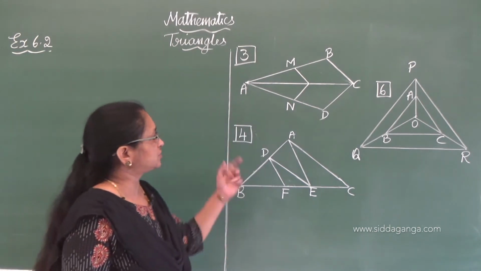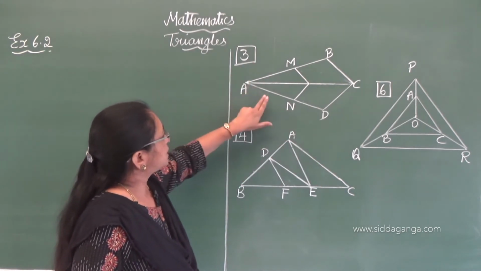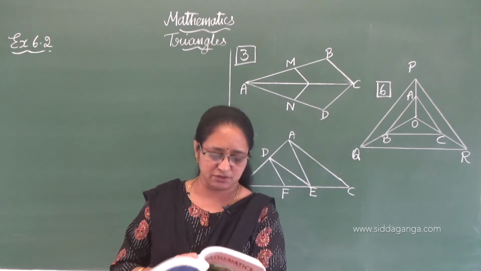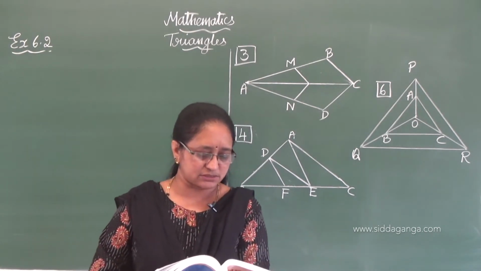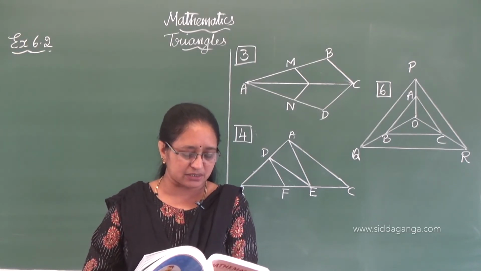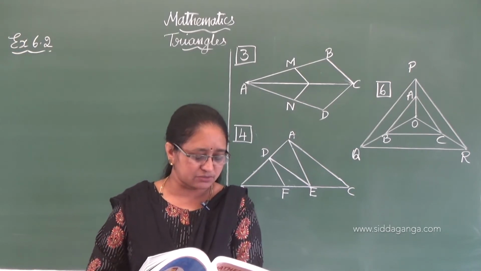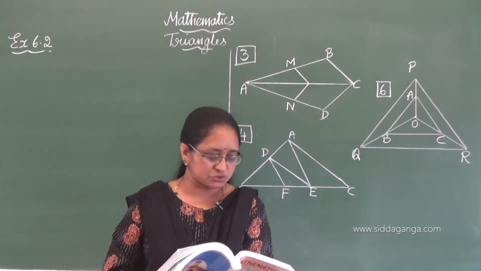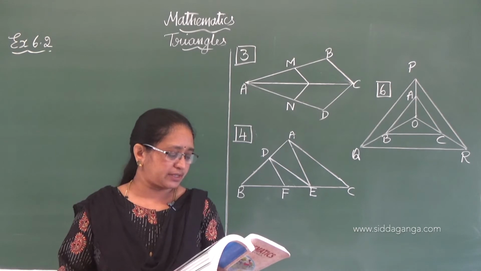Third one, I have drawn the diagram for you. There are three diagrams here, so you have to observe the diagram for the third one. Here I am going to read the question now. In the figure, if LM is parallel to CB and LN is parallel to CD, prove that AM by AB is equal to AN by AD. So we have to prove that AM by AB is equal to AN by AD.